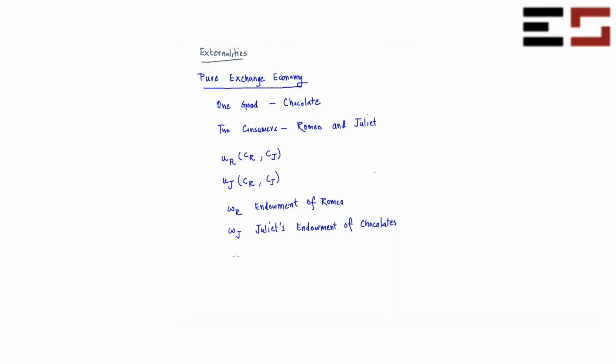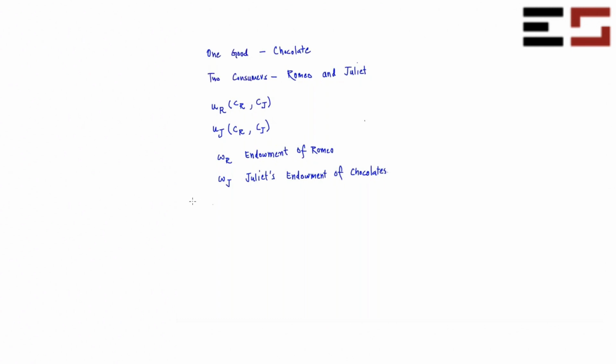Let's do some examples. The first thing that I'm going to do is pick some endowment of Romeo, some endowment of Juliet, and I'll tell you how to actually plot, or basically represent in a picture, the set of all feasible allocations. So let's consider this example economy where omega r is 2 units and omega j is 3 units. Romeo has 2 units of chocolates, Juliet has 3 units of chocolates.